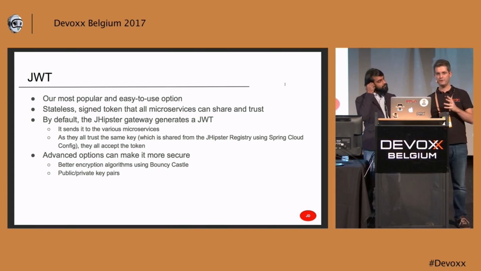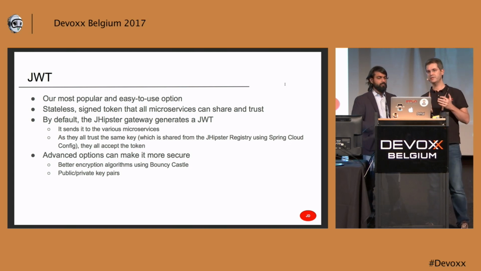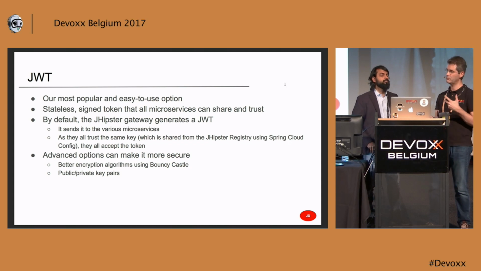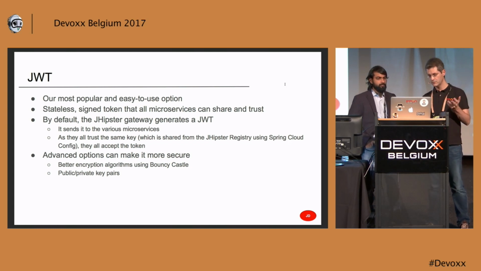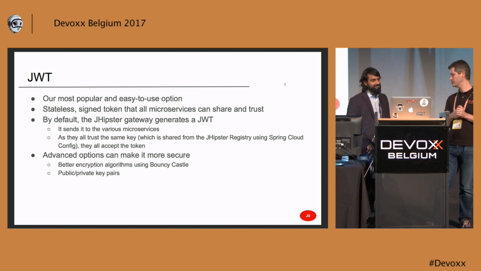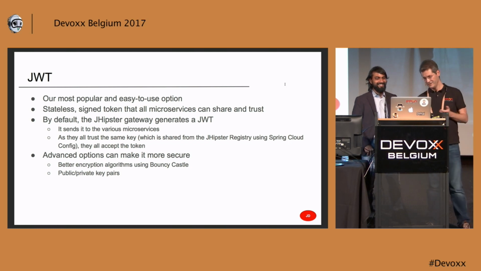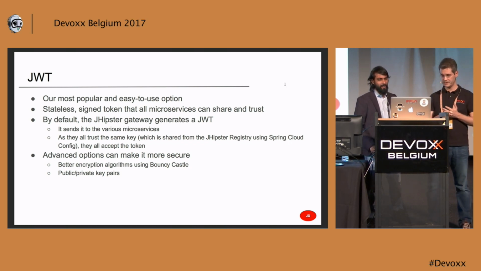There's just a couple of issues if you want to be really secured. The first one is that the default algorithm is not the most secured one. It's honestly enough for everyone, but if you want a better one, you should add Bouncy Castle libraries. If you're NSA, it's not good for you. So you can have something much more secured with Bouncy Castle.